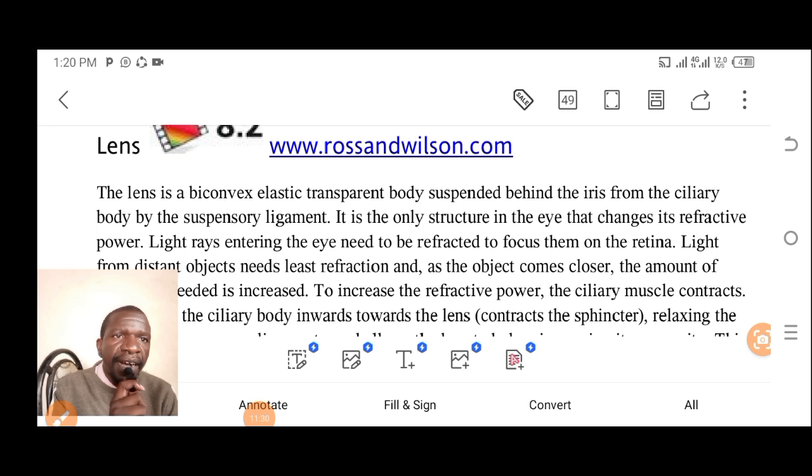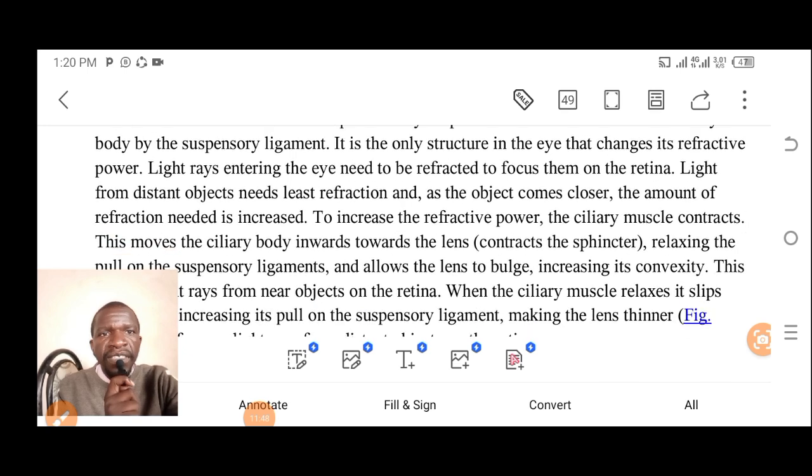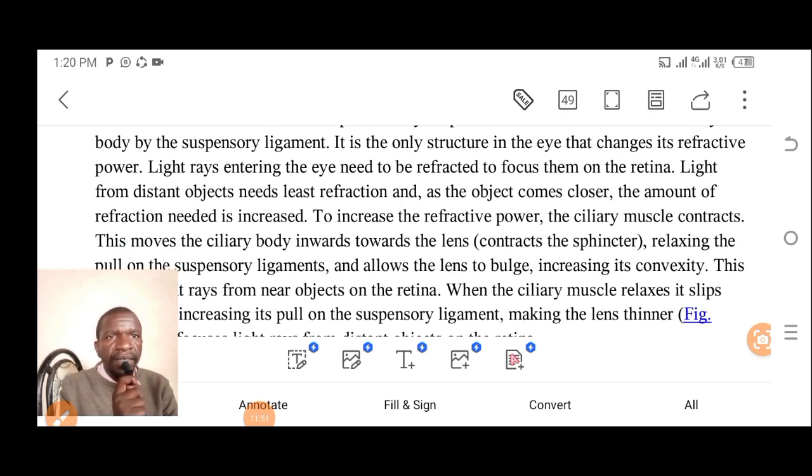It is the only structure in the eye that changes its refractive power. Light rays entering the eye need to be refracted to focus on the retina. Because the light rays are straight, they need to be refracted, that is, bent, and focused on the retina, right? Light from distant objects needs least refraction. As the object comes closer, the amount of refraction needed also increases. So light coming from a very distant place will need minimum refraction. It will not strain the lens.